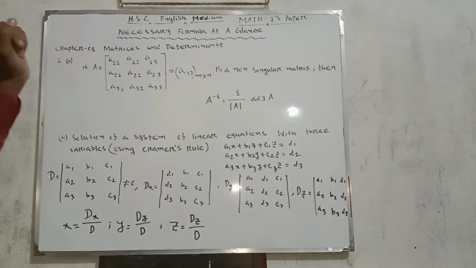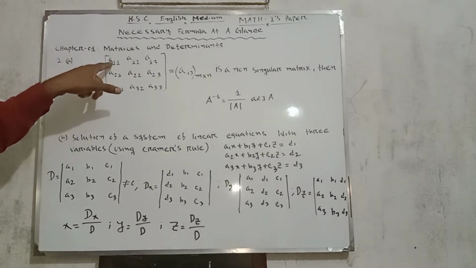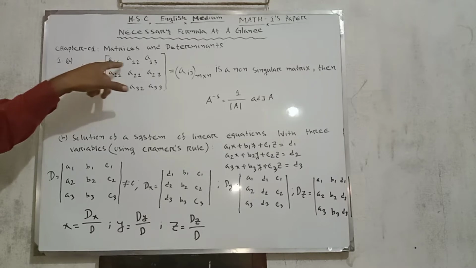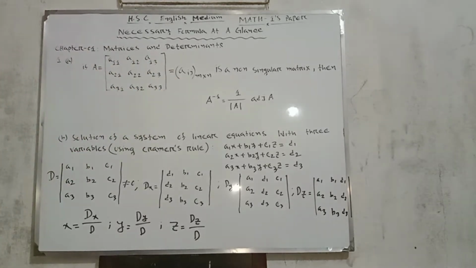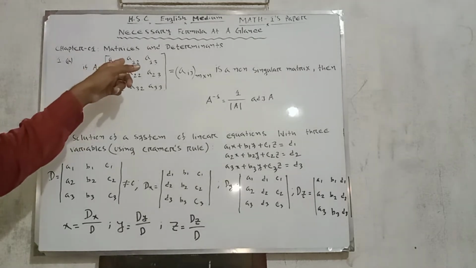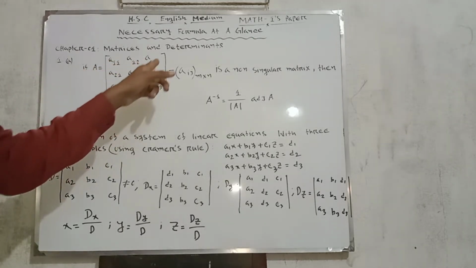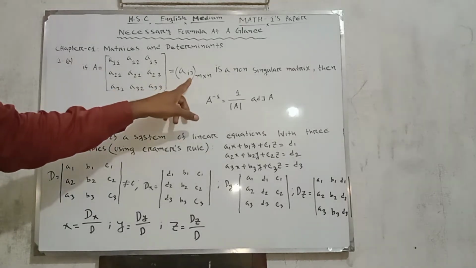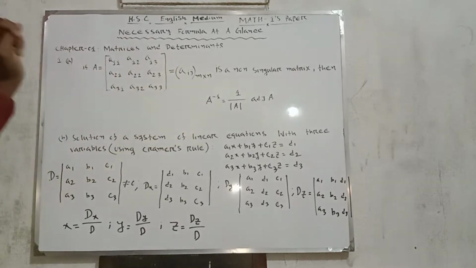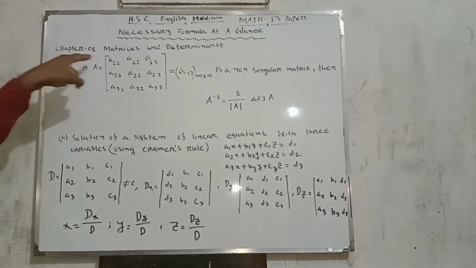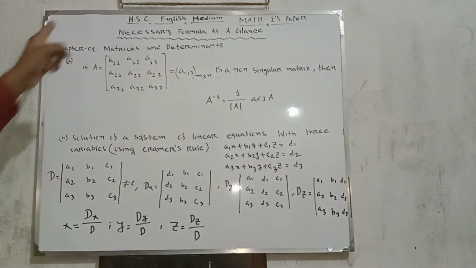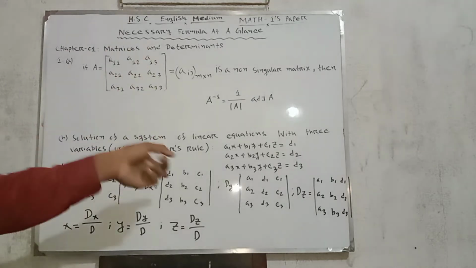row and column number. First row, so it is called I. Next column: first column, second column, third column. So it is called J. M into N: which number of column and which number of row. Number of row means M, number of column means N.